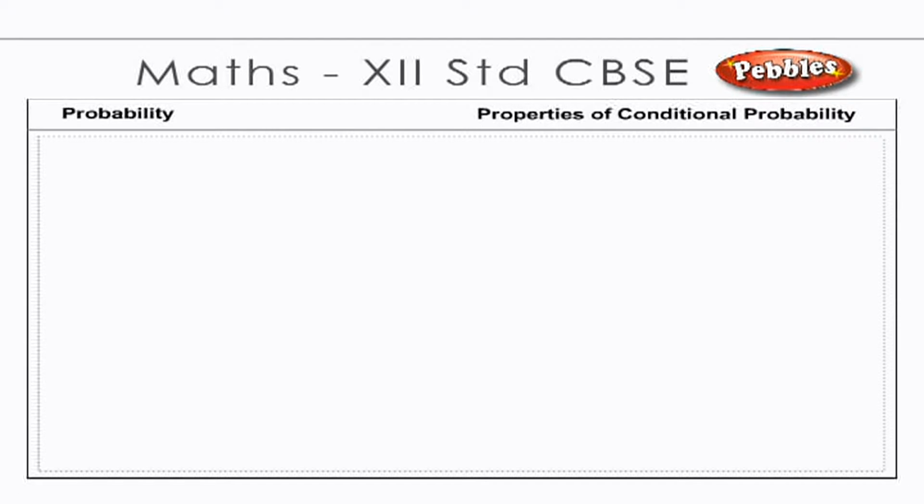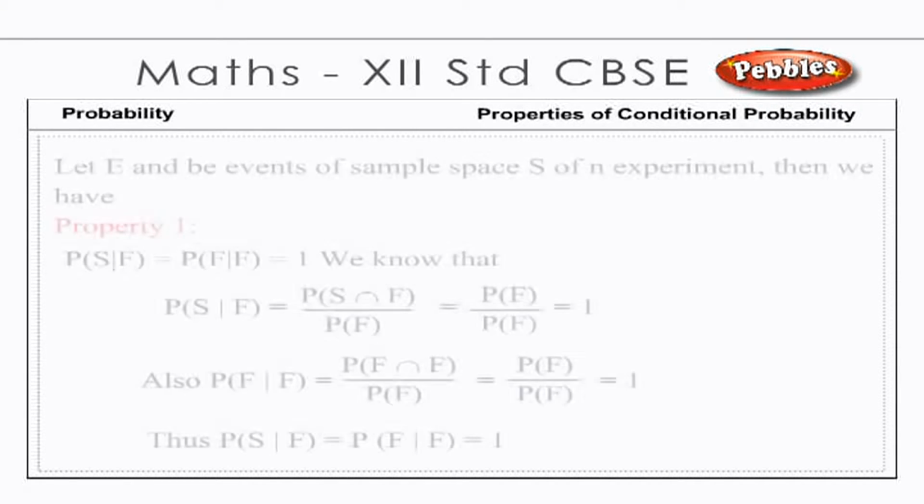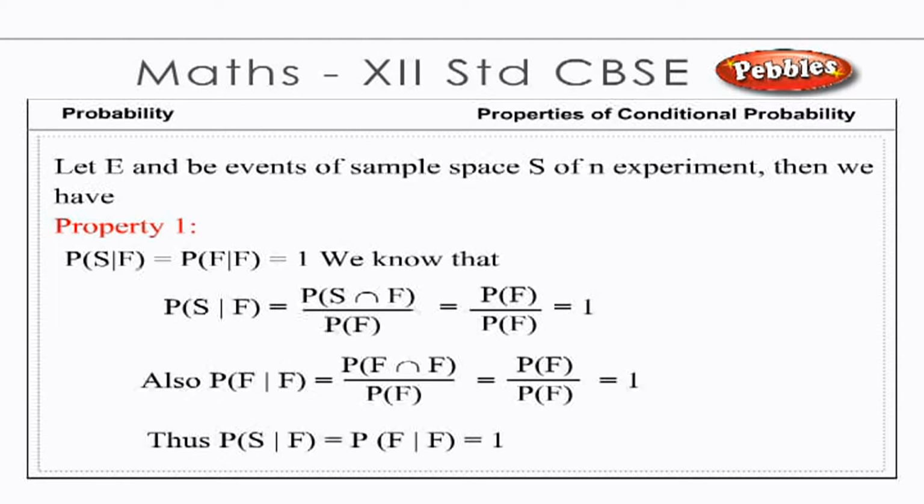Properties of conditional probability. Let E and F be events of a sample space S of an experiment. Then we have property 1: P(S|F) is equal to P(F|F) is equal to 1. We know that P(S|F) is equal to P(S intersection F) by P(F) is equal to P(F) by P(F) is equal to 1.